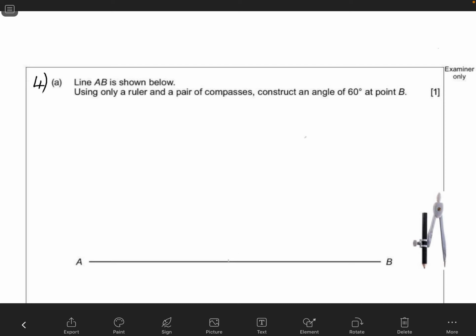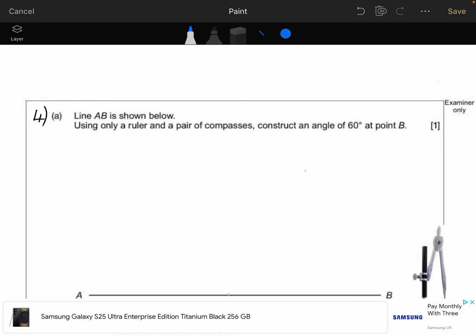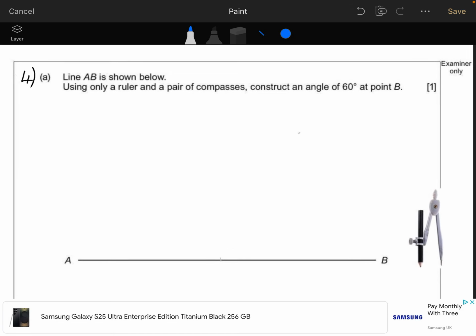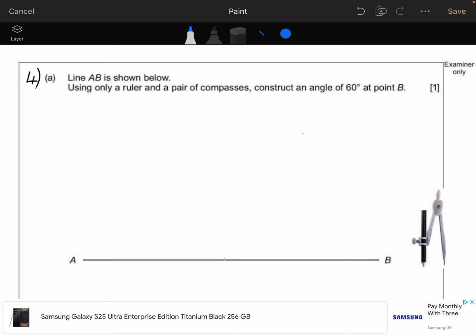Now, I haven't got a compass I can easily draw with online, but I will attempt to do it, but obviously yours should be neater than I can possibly manage. So we're trying to construct a 60-degree angle at point B. I'm just going to draw a little guide to make sure I don't get confused. An angle of 60 degrees at B will be something like that, won't it? And that angle there will need to be 60 degrees.